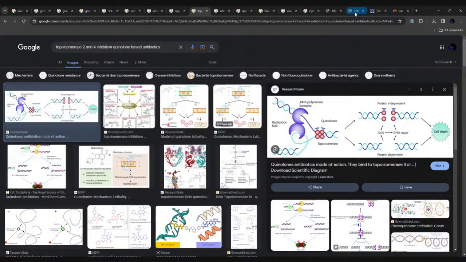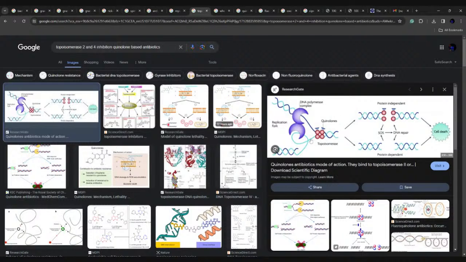So topoisomerase is an enzyme that basically helps unwind and rewind the DNA during DNA replication. This is a conserved enzyme that most all bacterial species have to utilize. Now, what quinolones or fluoroquinolones do is they're super sticky and have a high affinity for this enzyme. They stick to it, which means it cannot do its job.